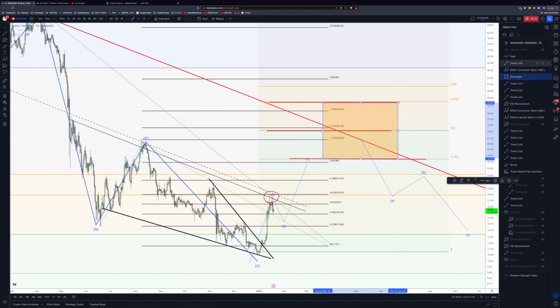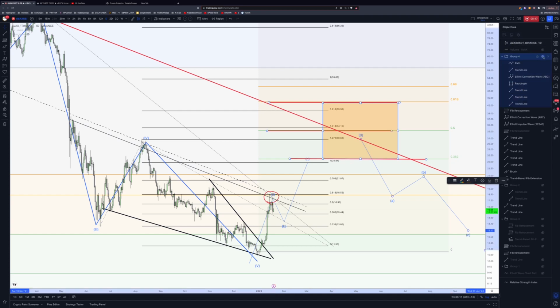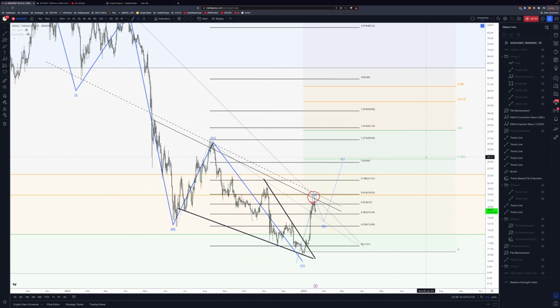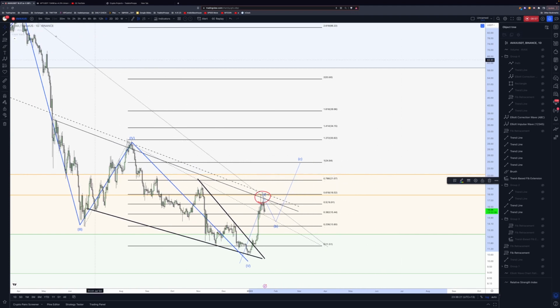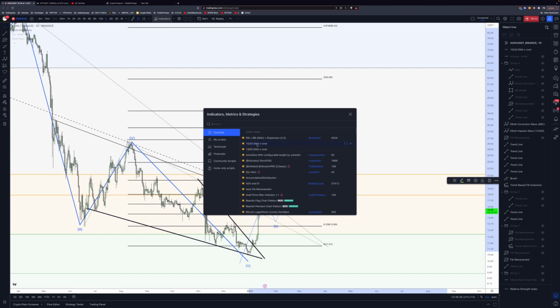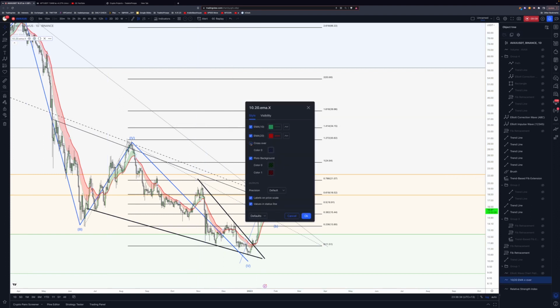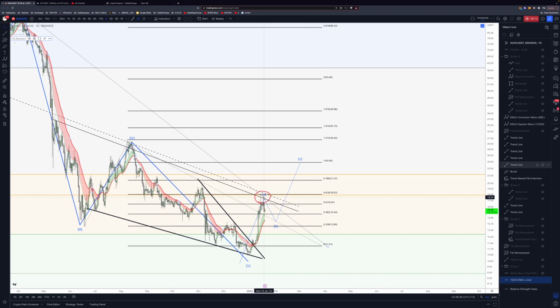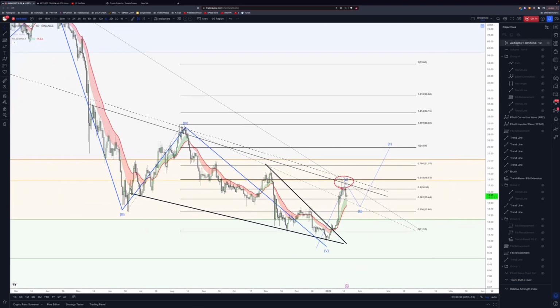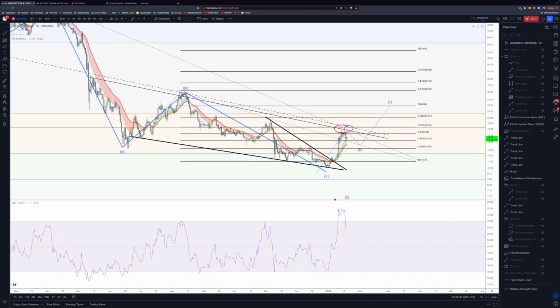All this stuff here we can get rid of. Just make it clearer. We have our 10 and 20 moving average. We add that to it. I don't want the crossovers of the 10 and 20 moving average at the moment. And let's see what indicators we have. All right, we've got the RSI.